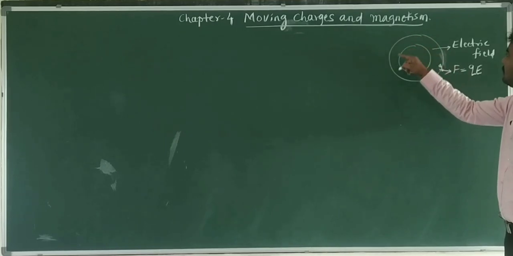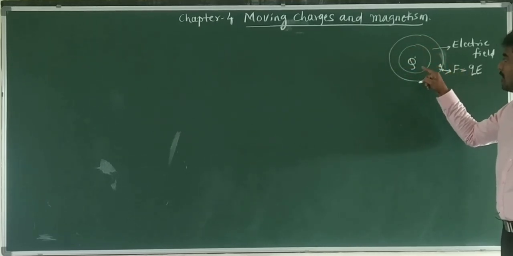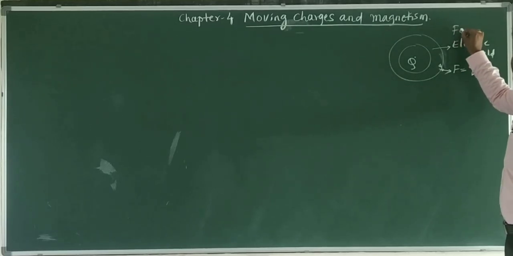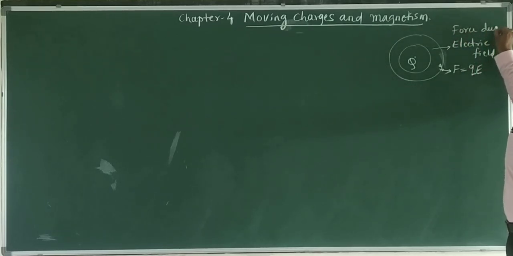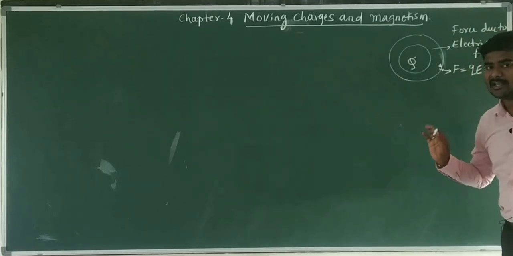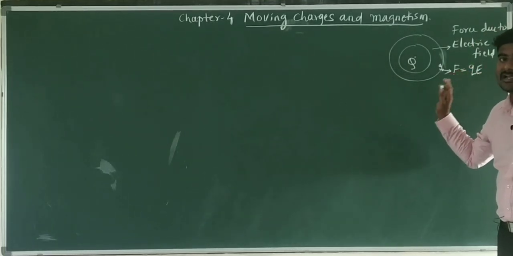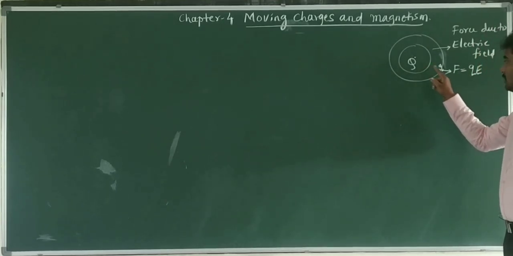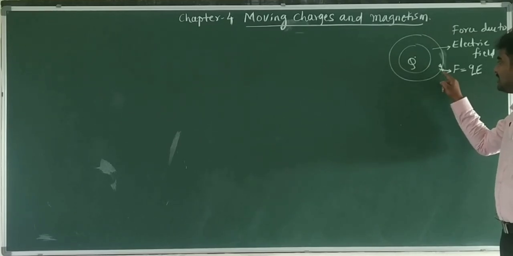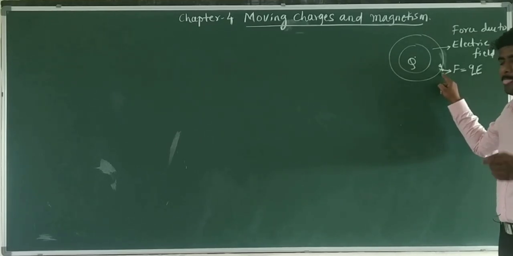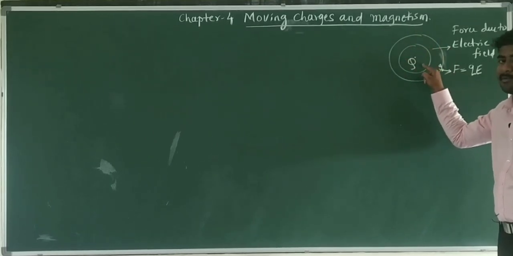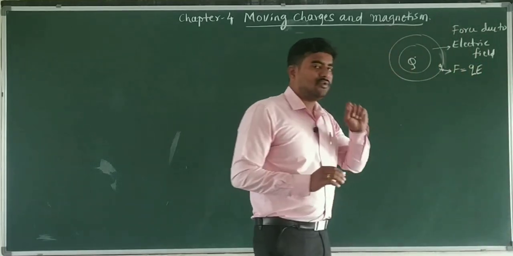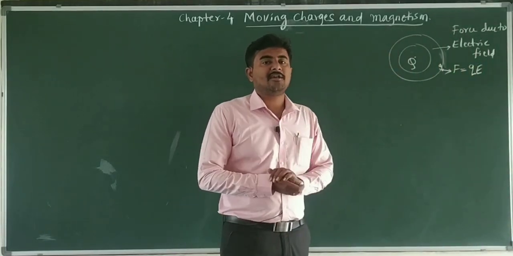And this force created by the field is called what? Force due to field. Force due to what field? Electric field. This was the discussion done in the first chapter, right? I repeat, this is a source charge, this is a test charge, and this test charge is experiencing a force due to the field created by this capital Q, that is the source charge, right? In the second chapter we discussed electric potential and capacitance.